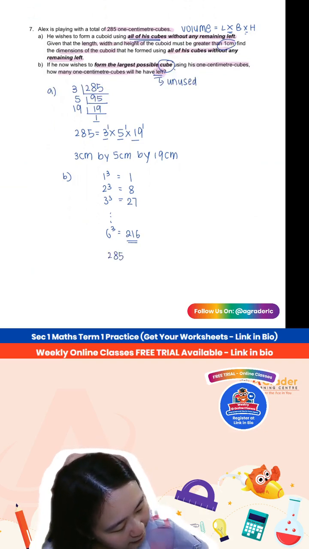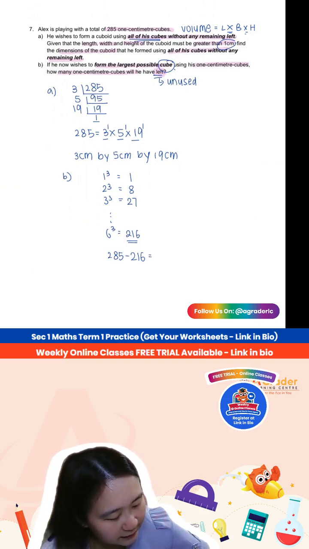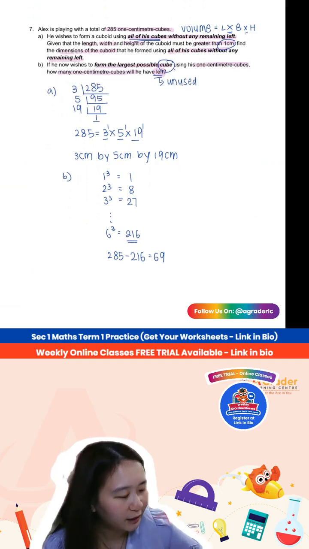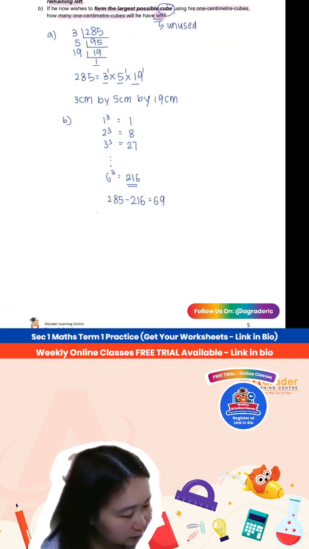Then he has 285 minus away 216 that he'll be using. He'll be left with 69 1 cm cubes.